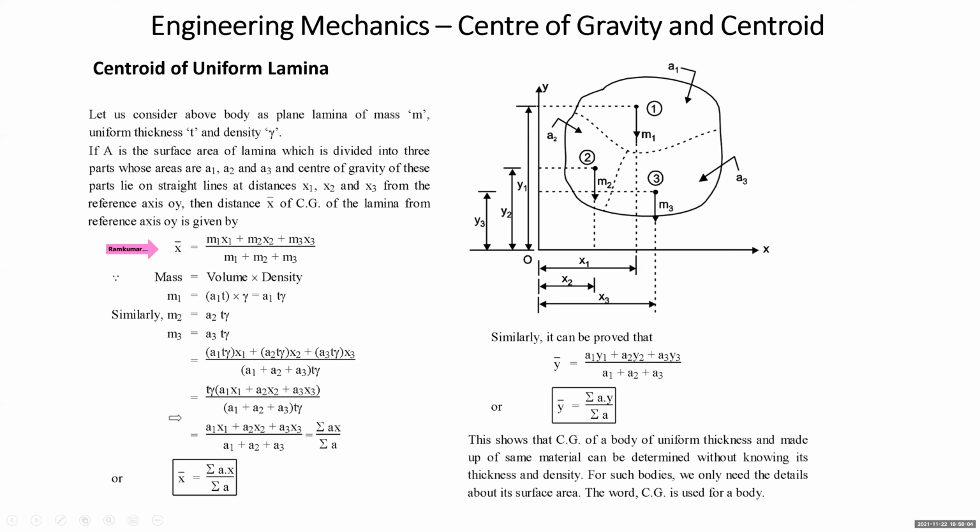So x bar and y bar are given by x bar is this. Identically, we can prove that y bar is a1 y1 plus a2 y2 plus a3 y3 upon a1 plus a2 plus a3, or we can say summation ay upon summation a. So the x and y coordinates of CG of this body using these two formulae will be the same as what we get based on mass property. So we don't need to know the thickness. Without knowing the thickness of the body, the material, or the density of the material, we can still arrive at the x and y coordinates of CG of this body.